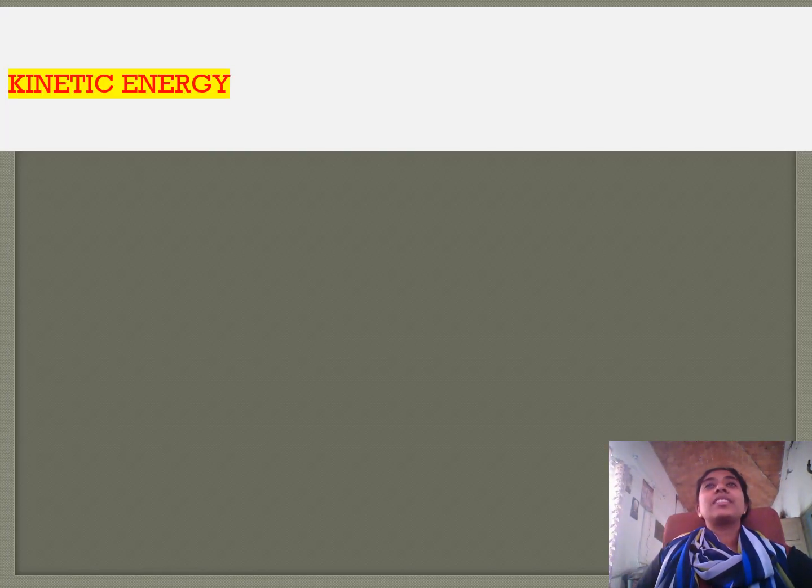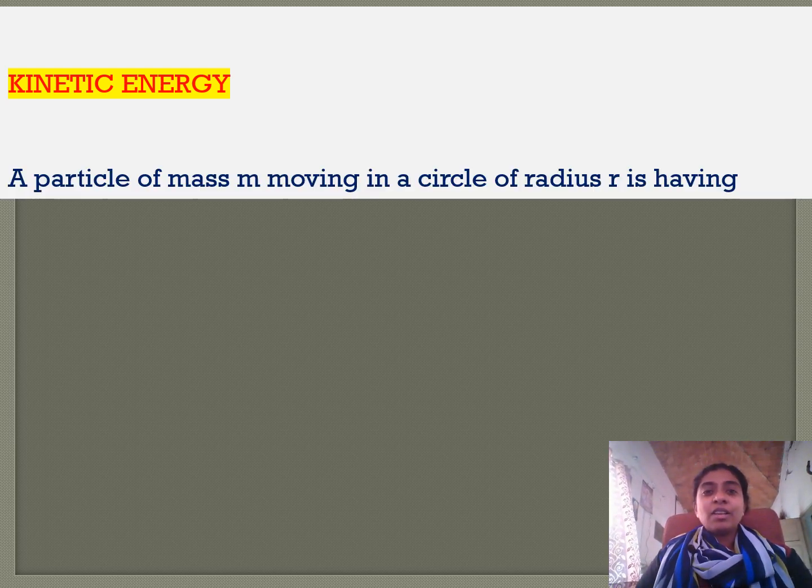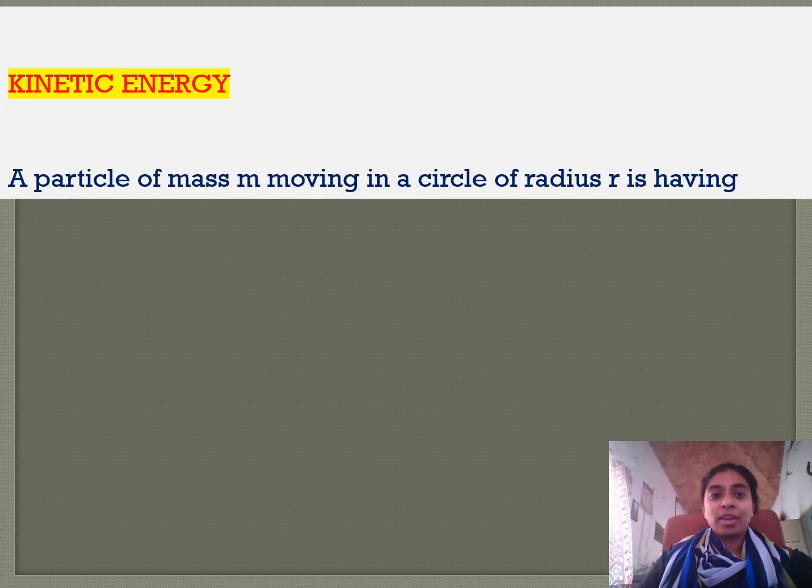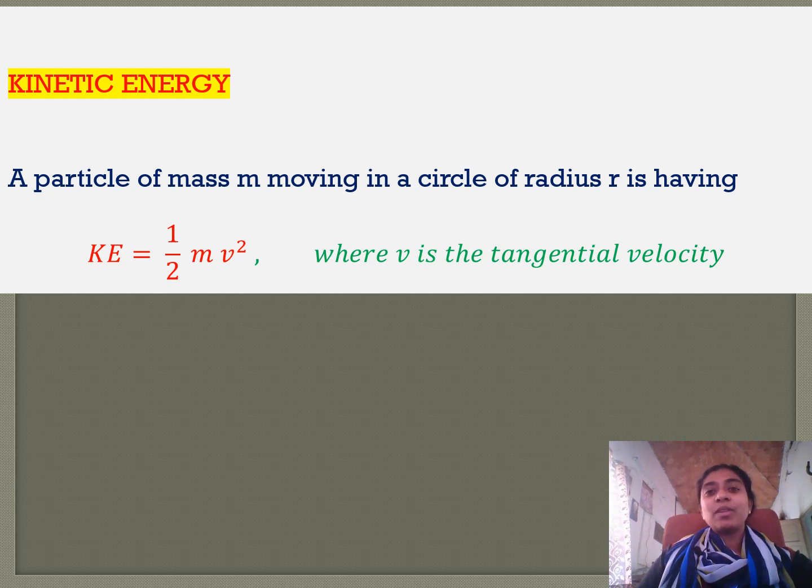Now next we will see some important definitions. First of all we will go for kinetic energy. A particle of mass moving in a circle of radius r has kinetic energy equal to, as we have already studied for linear motion, half mv square, where m is the mass and v is the tangential velocity. This is what we have studied in linear motion. Kinetic energy is equal to half mv square.